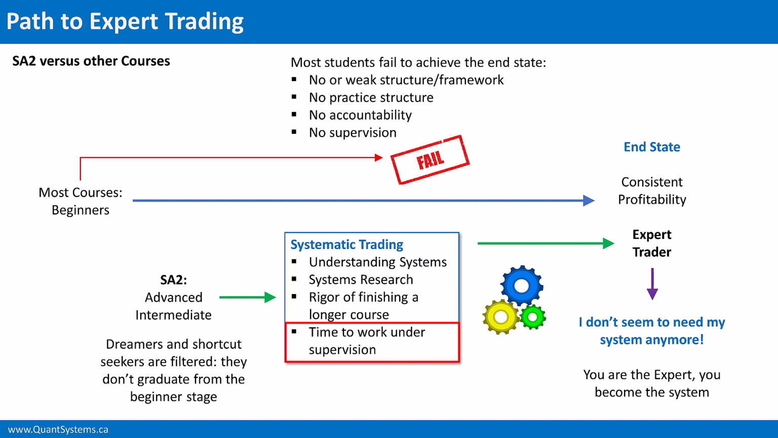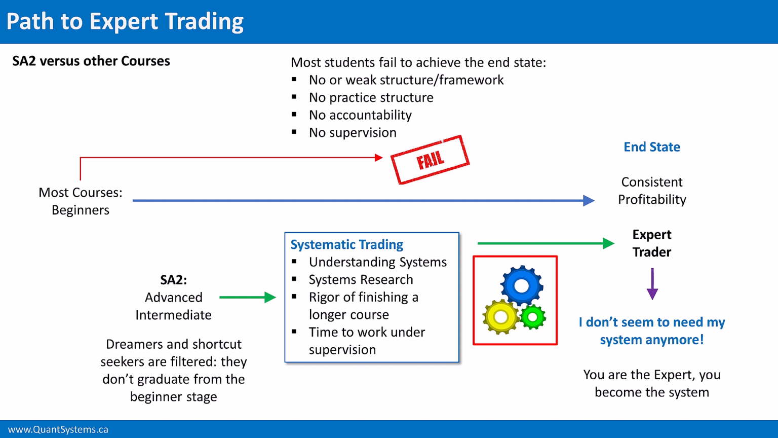Now, the course is long because we need time to do these things, and time is an important success factor. You need to have time to work under supervision. You need somebody to look over your shoulder and correct your direction when it is needed. So you cannot achieve this in a short program. The program has to be long. Now, the end result, the goal that we are working towards, is to have at least one system at the end of the program that is proven to generate consistent profitability.